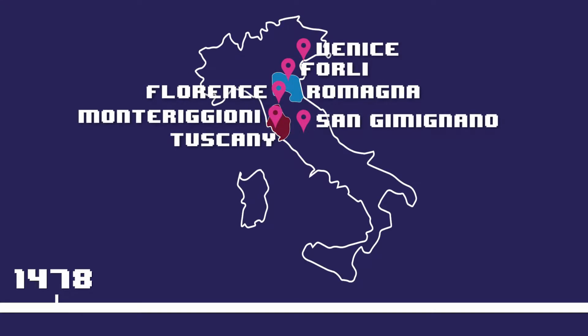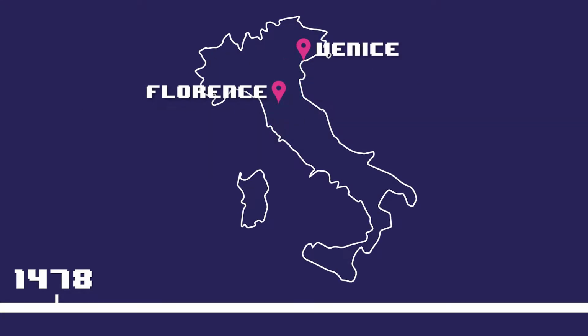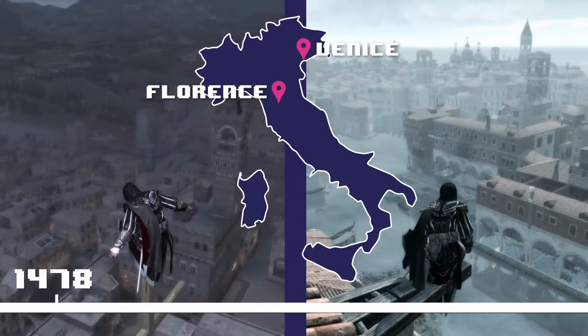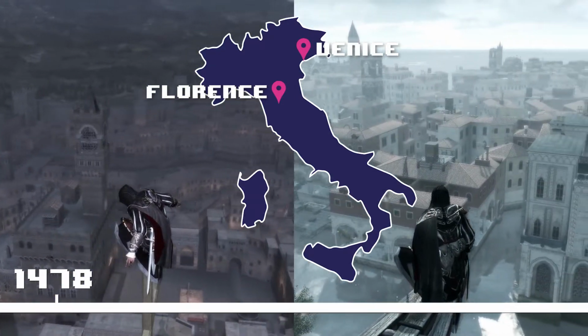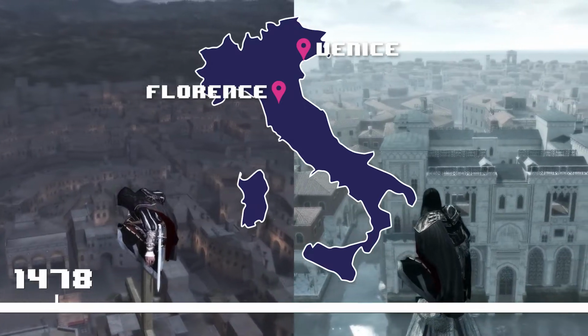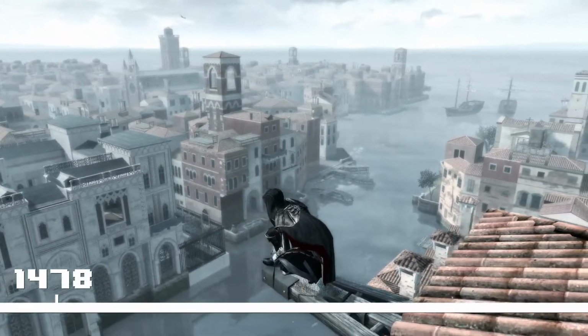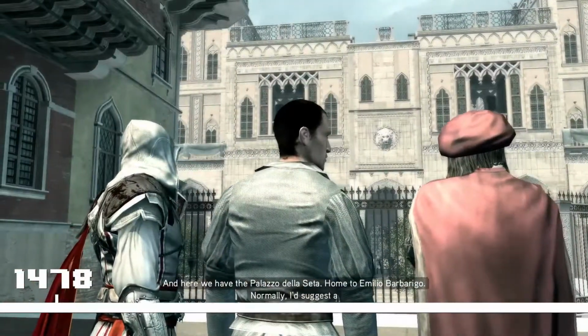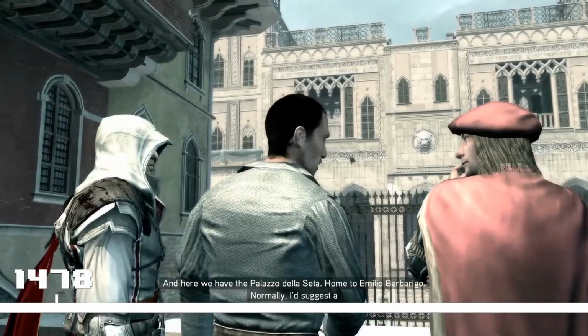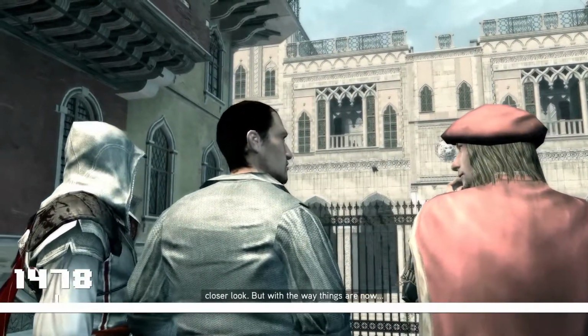But the two cities that take center stage here are Florence and Venice. Two very important Italian cities during this time period that are very well portrayed in this game. The developers clearly did their research when building these cities. The architecture, landscapes and overall atmosphere of these cities are very accurate and pretty impressive for a game that turns 13 years old this year.